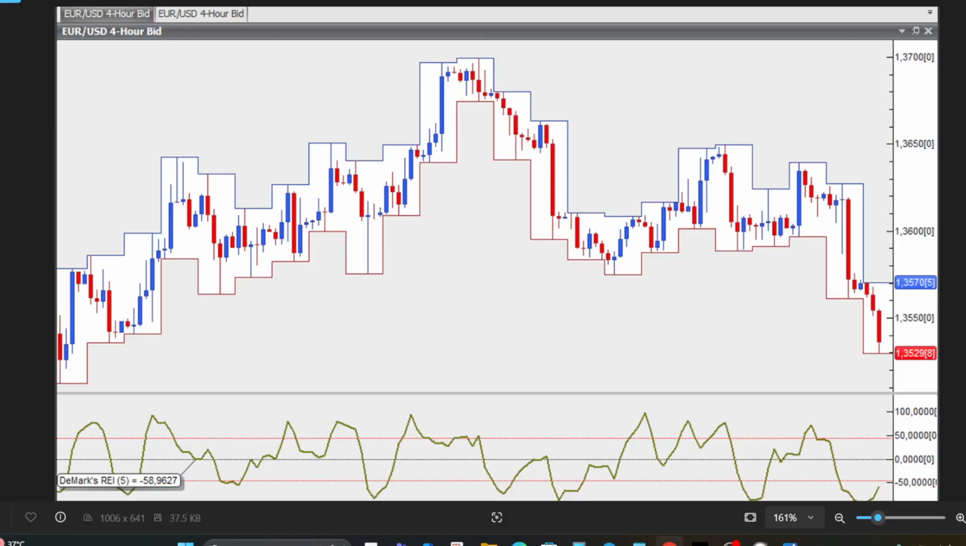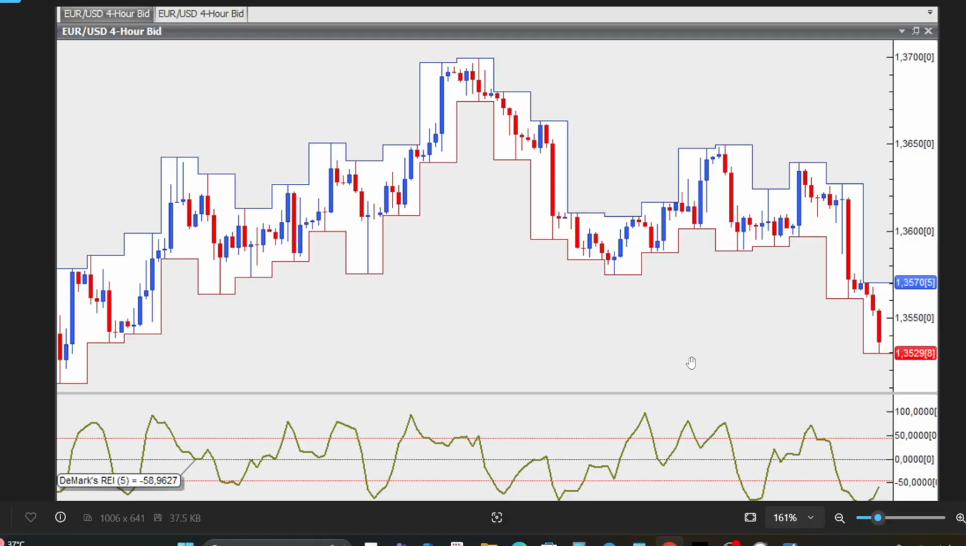All right. First things first, what exactly is the range expansion index? The range expansion index is a technical indicator that is designed to help traders identify periods of increased market volatility. Specifically, it focuses on the range of price action and helps you detect when the price is moving in a way that suggests a potential breakout or significant price movement.